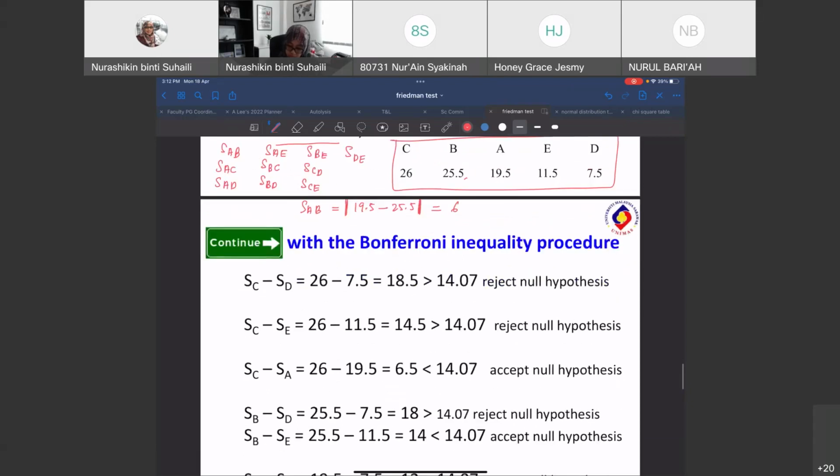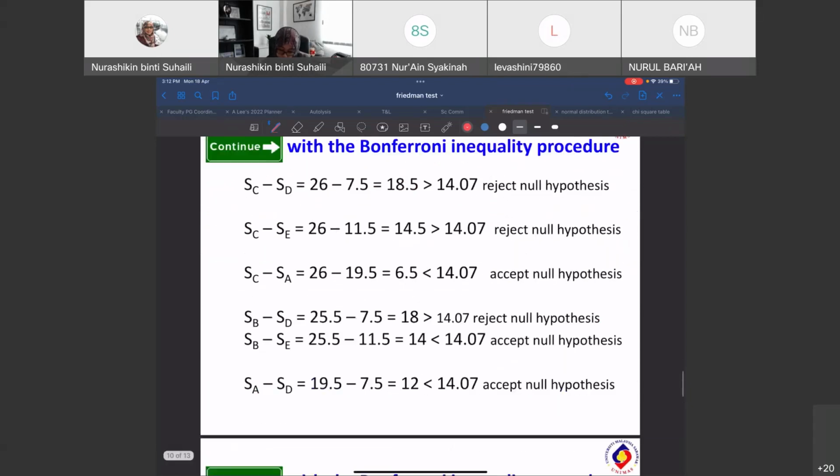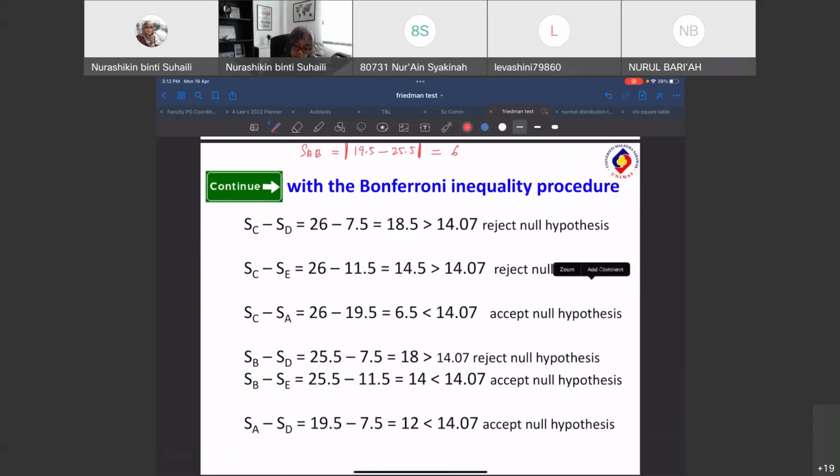I think this one, nanti I betulkan balik, sini ada correction dah ni.